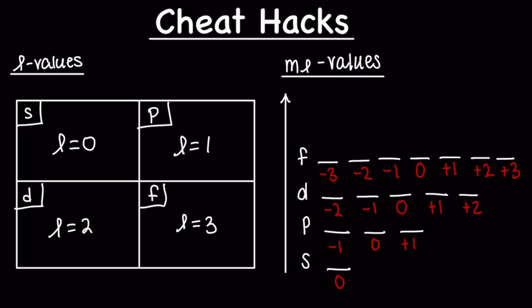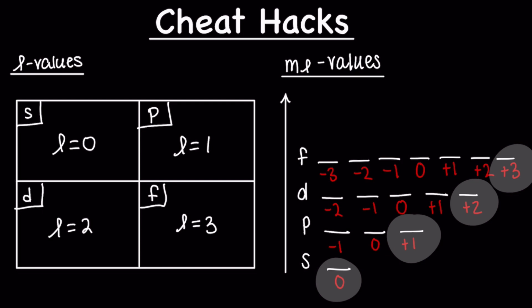And also I want you to notice that the rightmost value symbolizes the L value for every orbital. For S, its rightmost L value is 0. For P, its rightmost L value is 1. For D, its rightmost L value is 2. And for F, its rightmost ML value, that equals L, is 3.